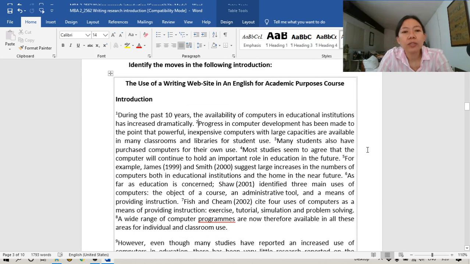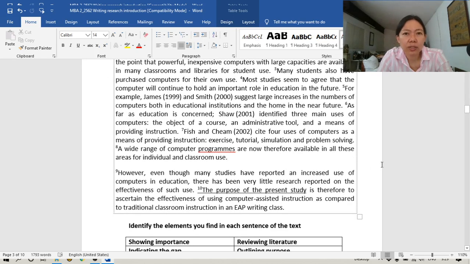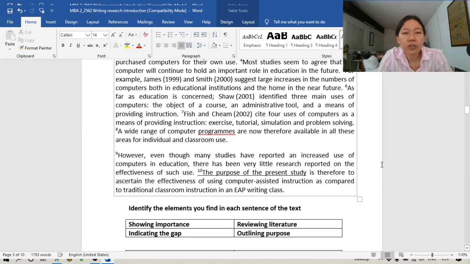Now, we are going to focus on the research itself. The title of the research is The Use of a Writing Website in an English for Academic Purposes course. Here is the introduction part. There are 10 sentences in the introduction part. I have asked you to read it and identify which sentence shows importance, which sentence talks about literature, which sentence indicates the gap, and which sentence outlines the purpose of the study.